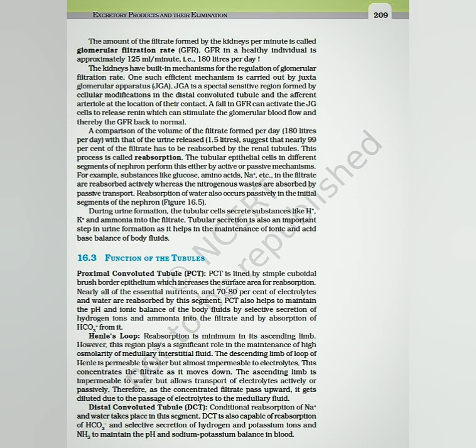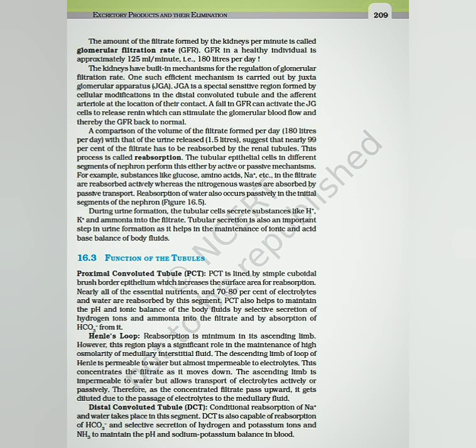One such efficient mechanism is carried out by the juxtaglomerular apparatus, JGA. The juxtaglomerular apparatus is a special sensitive region formed by cellular modification in the distal convoluted tubule, DCT, and the afferent arteriole at the location of their contact. A fall in GFR can activate the JG cells to release renin, which can stimulate the glomerular blood flow and thereby bring the GFR back to normal.